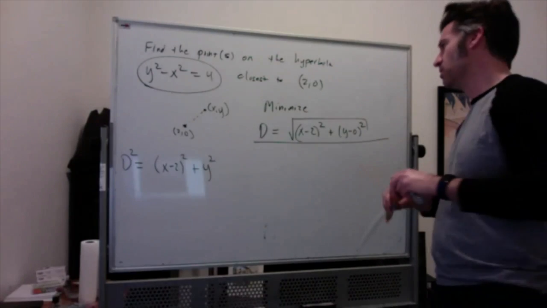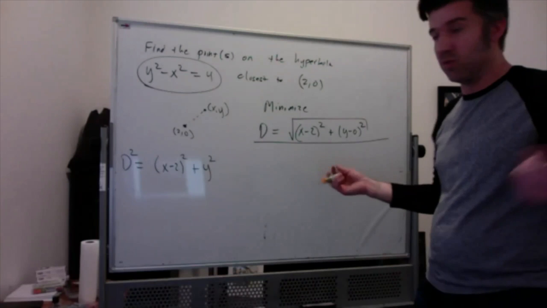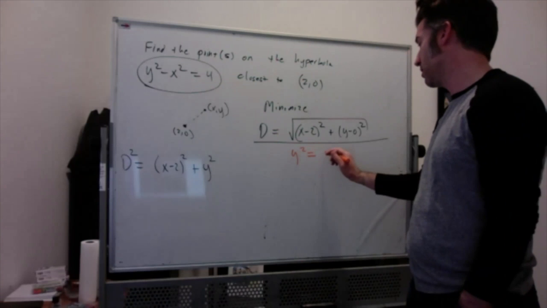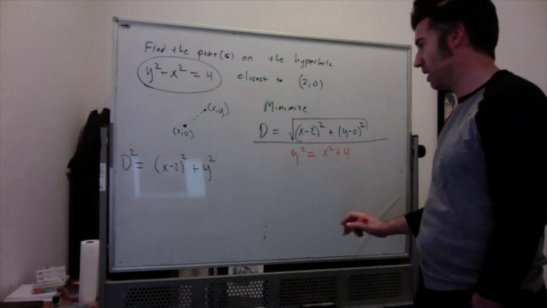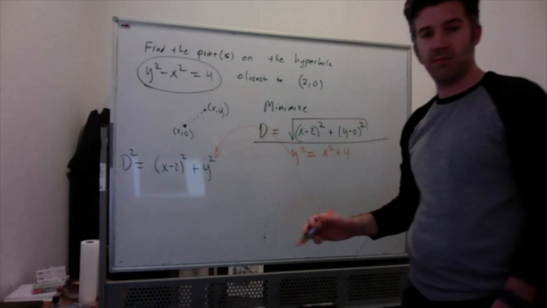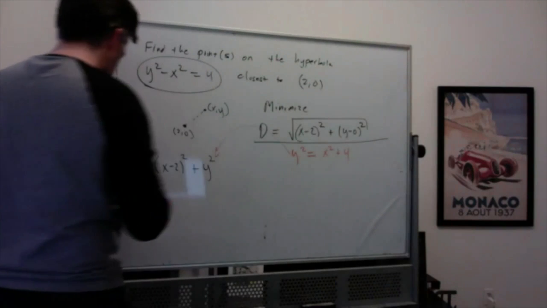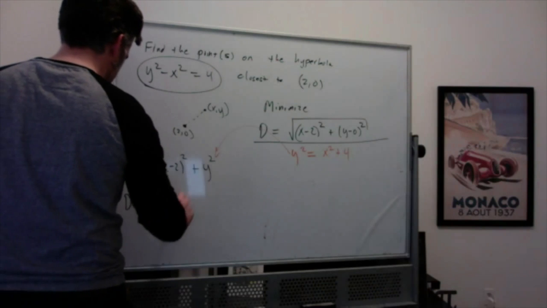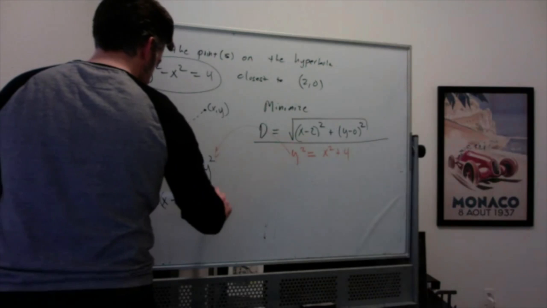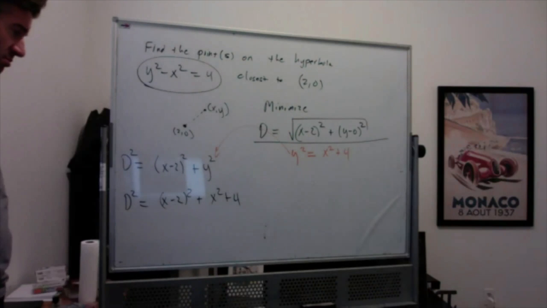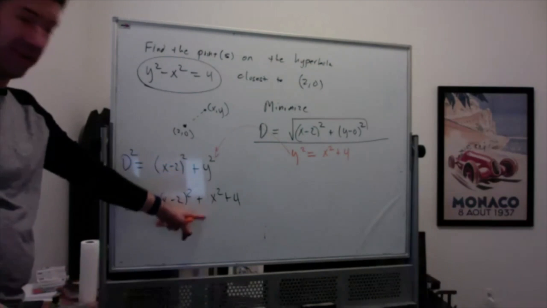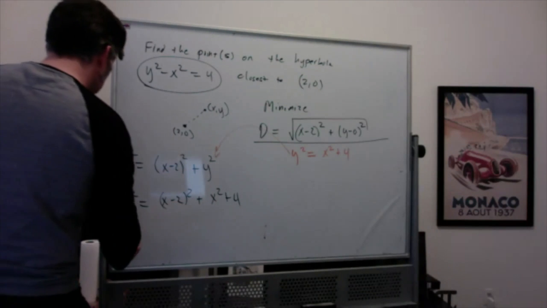I think this was a really cleverly designed problem. I saw it, I was like, oh yeah, that's a good one. Because it's not too hard to do if you know what you're doing. So solving this for y squared, I get y squared equals x squared plus 4. I'm just going to jam that in right there. So d squared, the distance squared, is x minus 2 squared plus x squared plus 4, right? That's it. Y squared is x squared plus 4, so replace y squared with x squared plus 4. And now we're going to take the derivative.